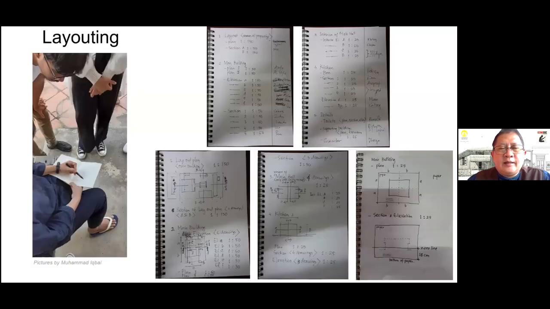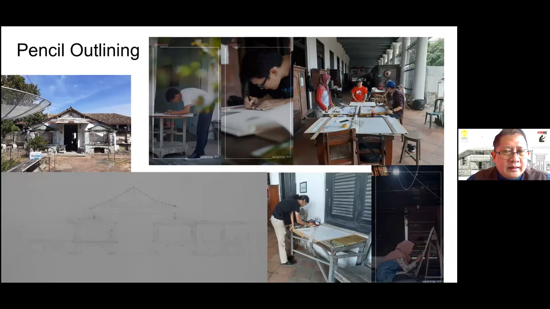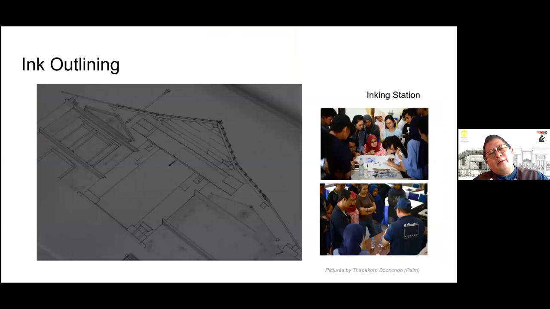And this is the process of layouting and how to draw this plan. There was a lot of discussion when we did the layouting and how to make the drawing fit onto the paper. And this is the process of pencil outlining, showing the back of the houses. This is done by Iqbal. This is quite interesting, because not many Chinese houses have this kind of feature. I think this is an aquarium, ornamented in neoclassical style.